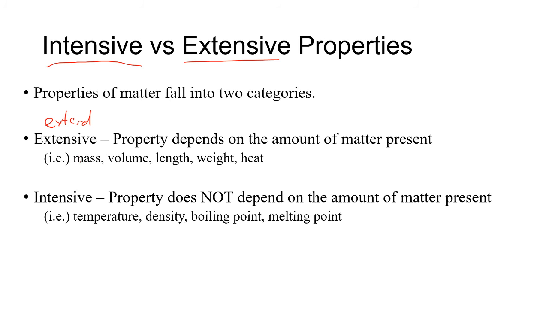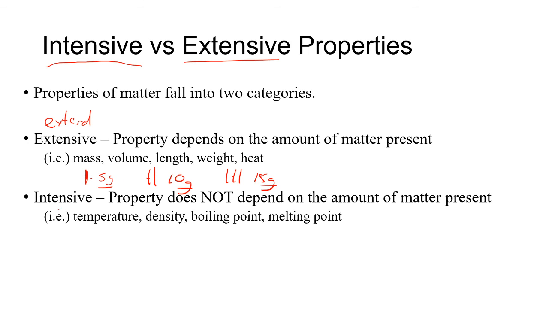So for example, if I take mass, let's say I have one pencil, and that has a mass of 5 grams. If I have 2 pencils, that has a mass of 10 grams. And 3 pencils have a mass of 15 grams. Notice, as I add more pencils, the mass is increasing. That property is getting larger as I add more and more stuff. The same thing goes with volume, length, weight, and heat, right? If I add more energy, it's going to get hotter. If I add more heat, the temperature is going to rise.